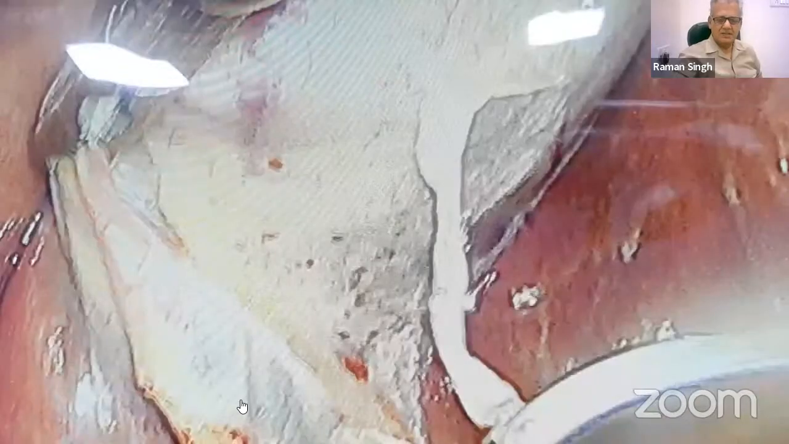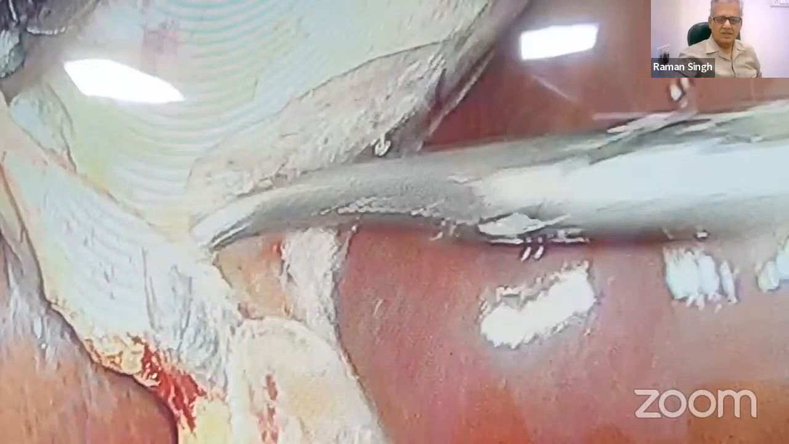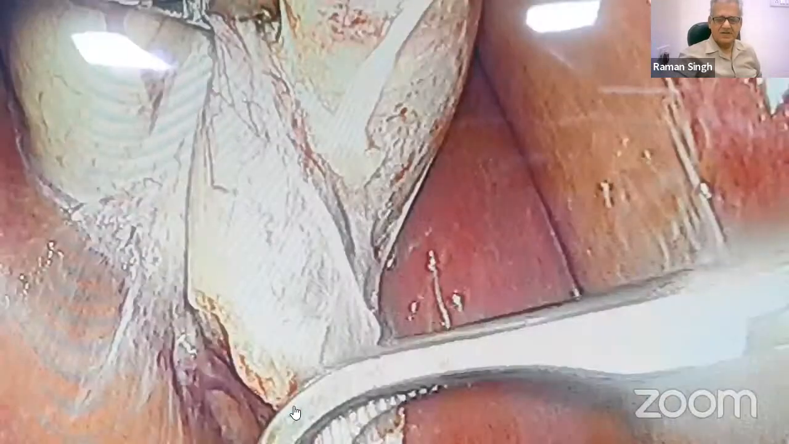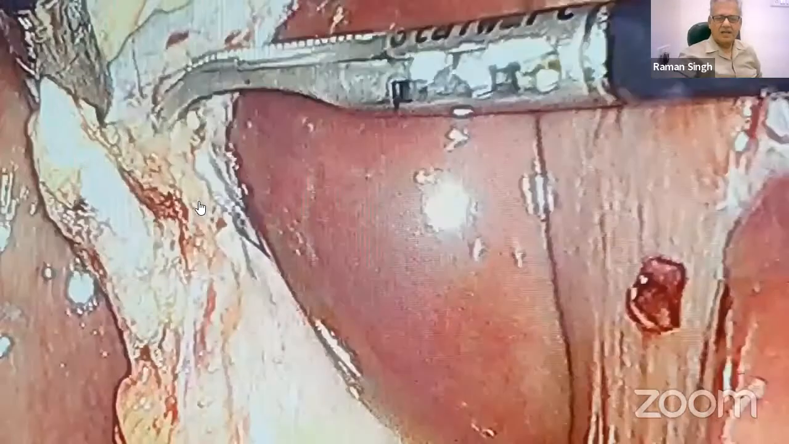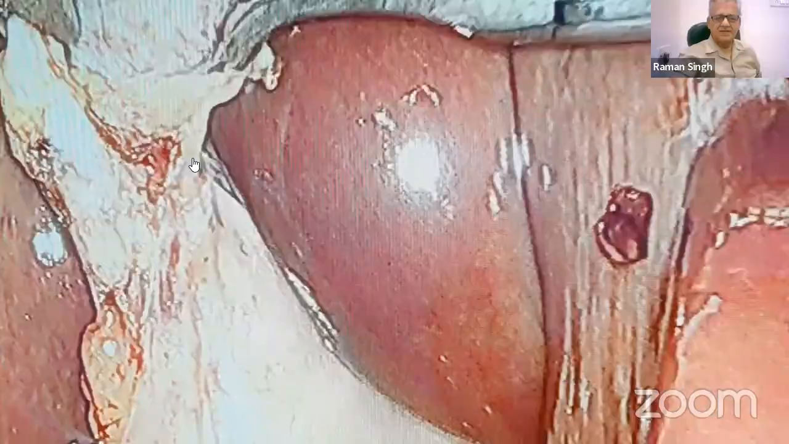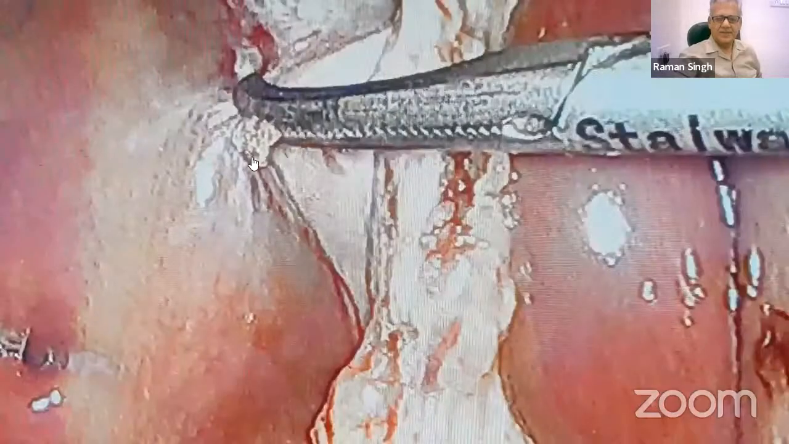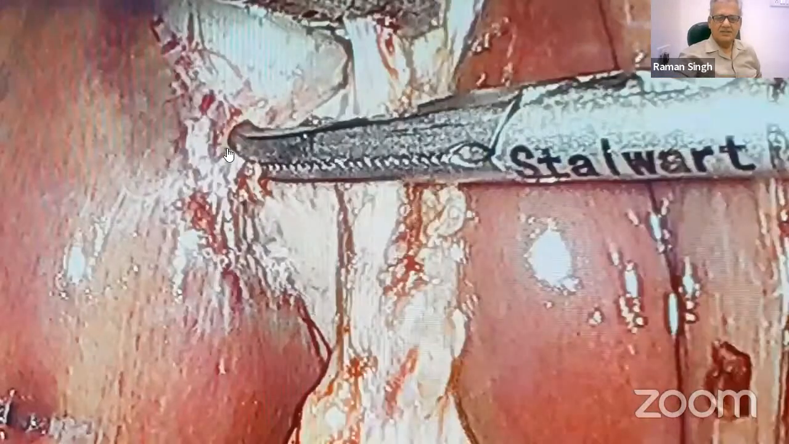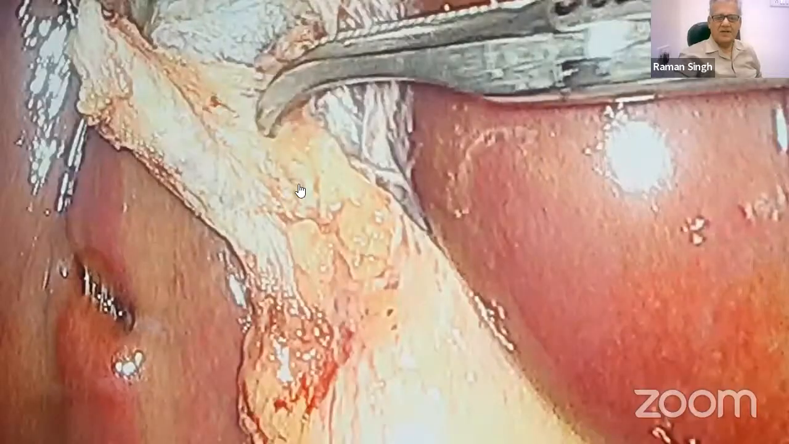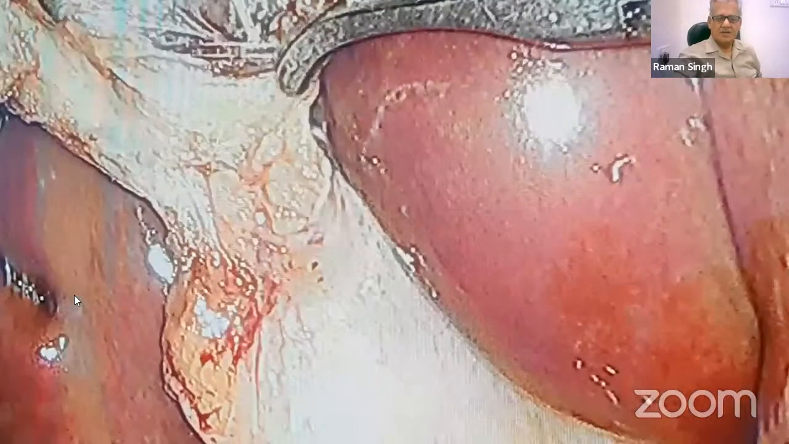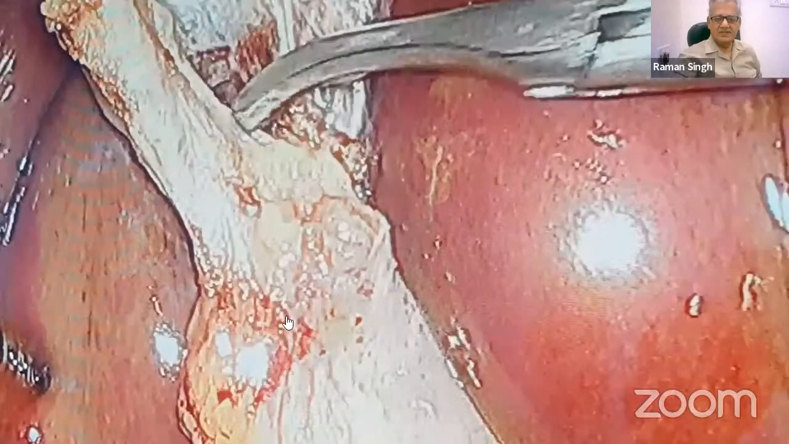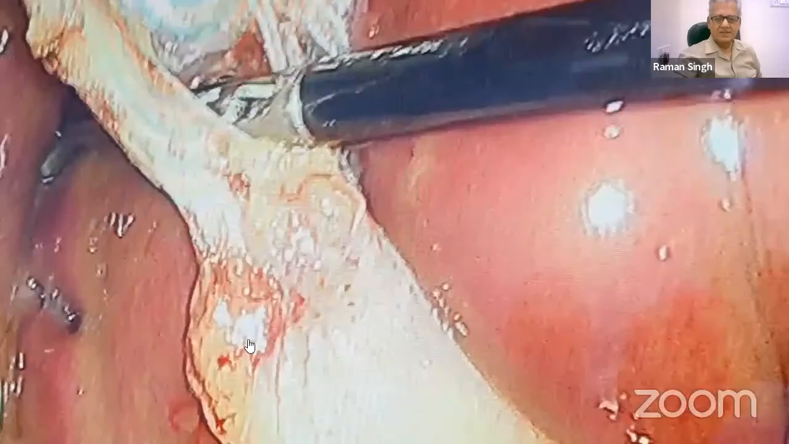Now you see. After dissecting posteriorly, this is the same area. After dissecting posteriorly, anteriorly, the cystic duct and cystic artery are dissected. The peritoneal attachment of the lateral wall of the gallbladder is detached, and the gallbladder area is made free. Now the dissection always remains above the Rouviere's line. This is the CBD. This is the CBD.